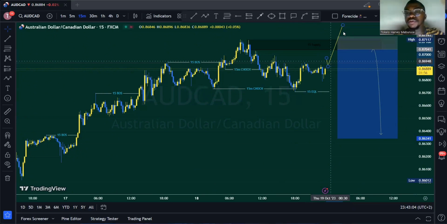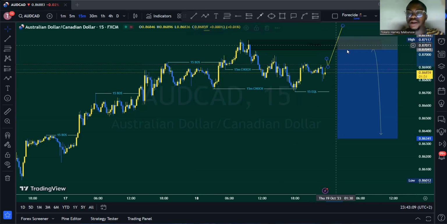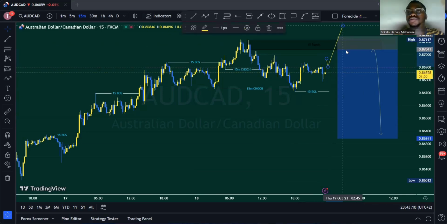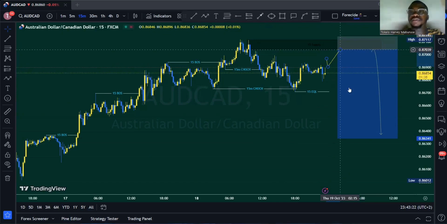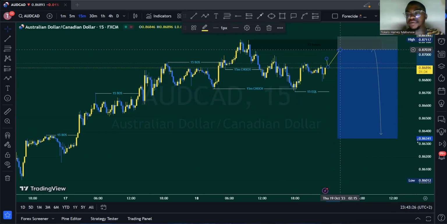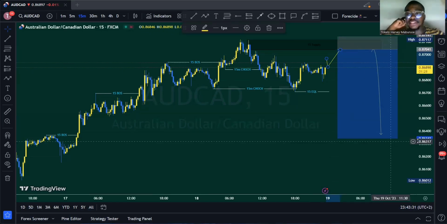Should it not drop to give us equal lows, it can still push to the upside in order to mitigate this supply zone and activate sellers so that we can sell all the way down to this point, which is at 0.86341.